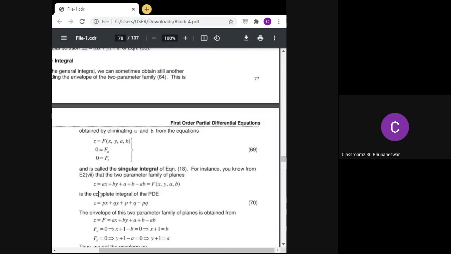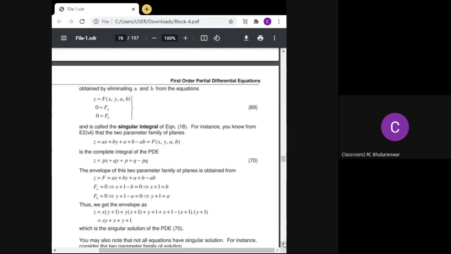That has been discussed in this example here. It has been taken that z equals x plus by plus a plus b minus ab, a function in the form of capital F, and that is a complete integral of a partial differential equation. The differential equation is z equals px plus qy plus p plus q minus pq. That expression is the two-parameter family of planes, the complete integral of the equation represented in equation number 70. So now let us see how we can find the singular solution from this solution.